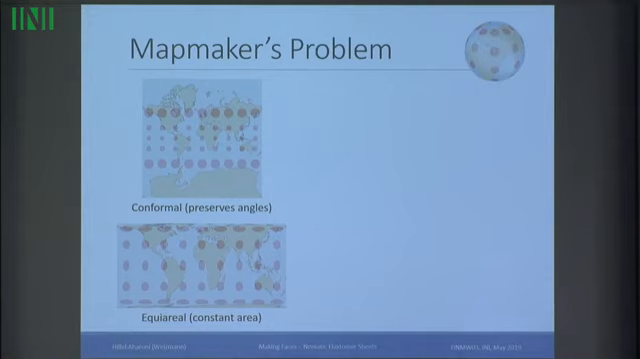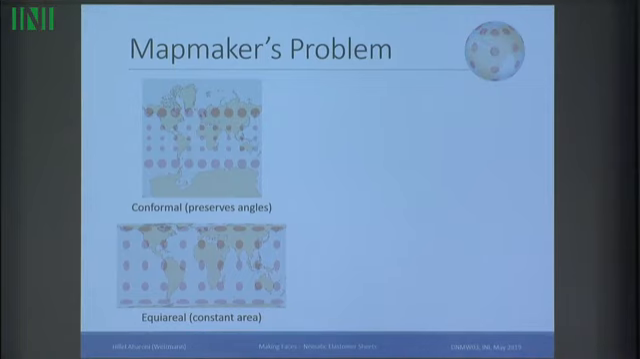Now, some map makers would choose to preserve angles but get the areas all wrong. So the sizes of countries here are wrong, but their shapes are more or less correct. Some other map makers would choose to get all the areas right, but the angles are all wrong and things are stretched in certain ways.